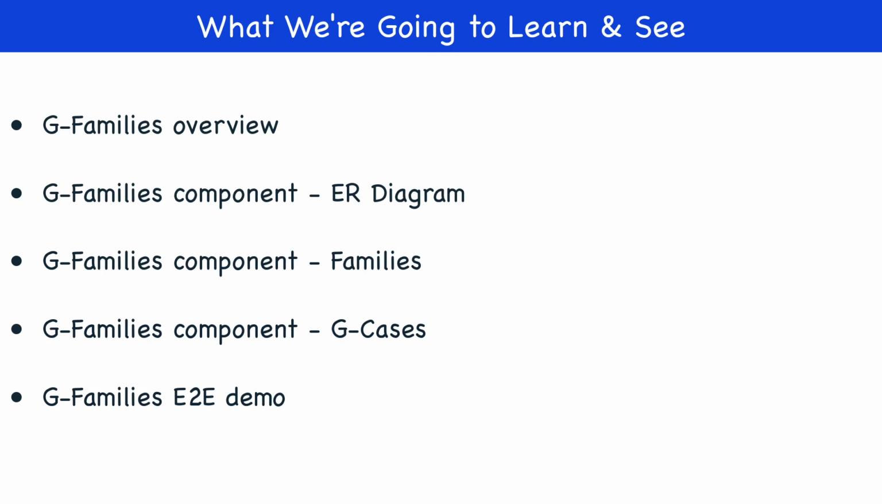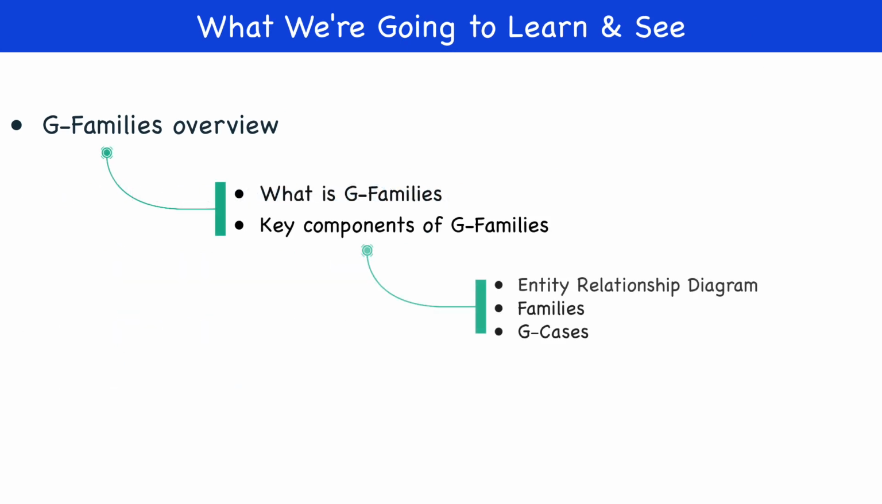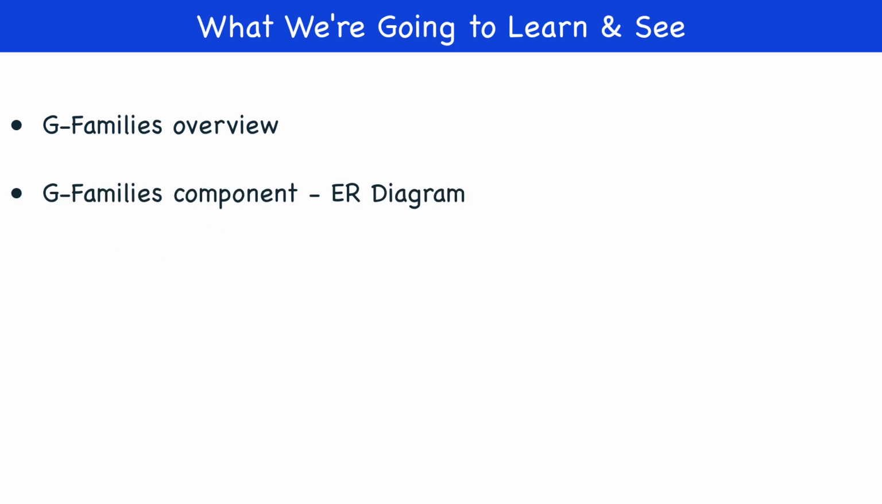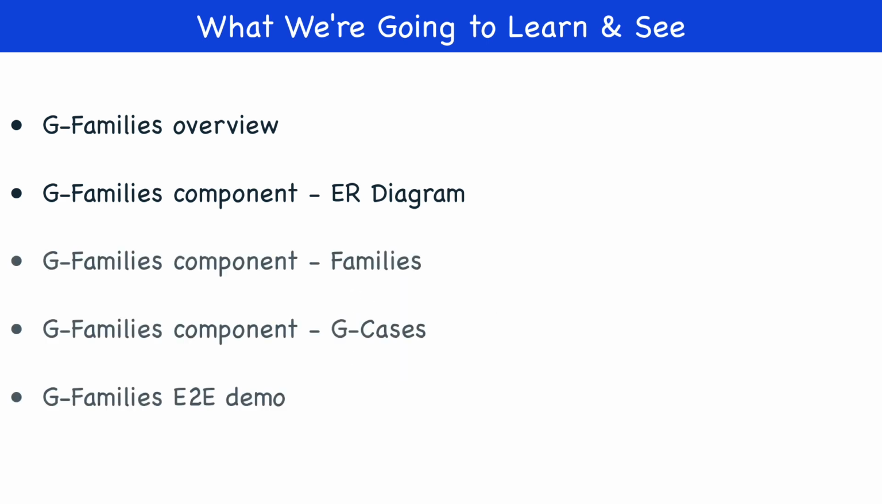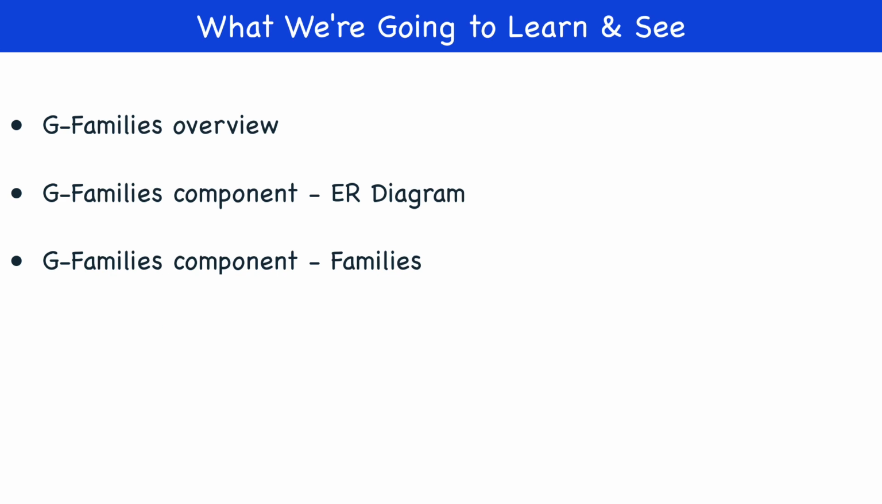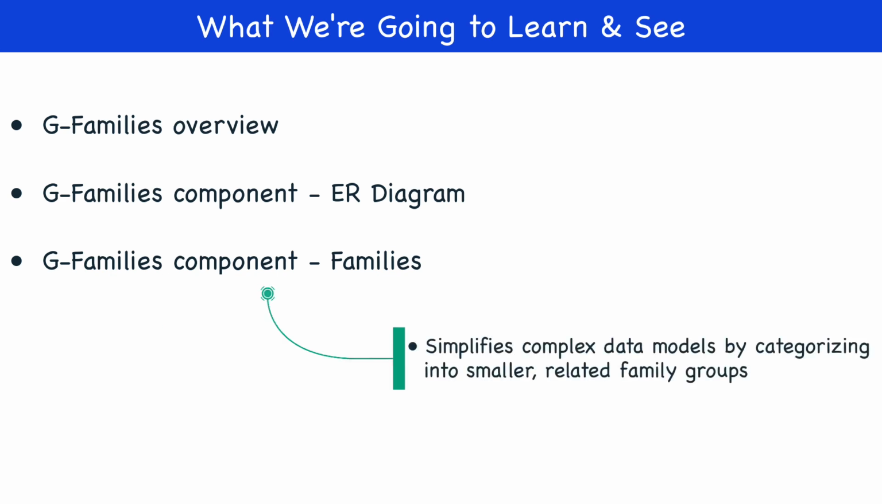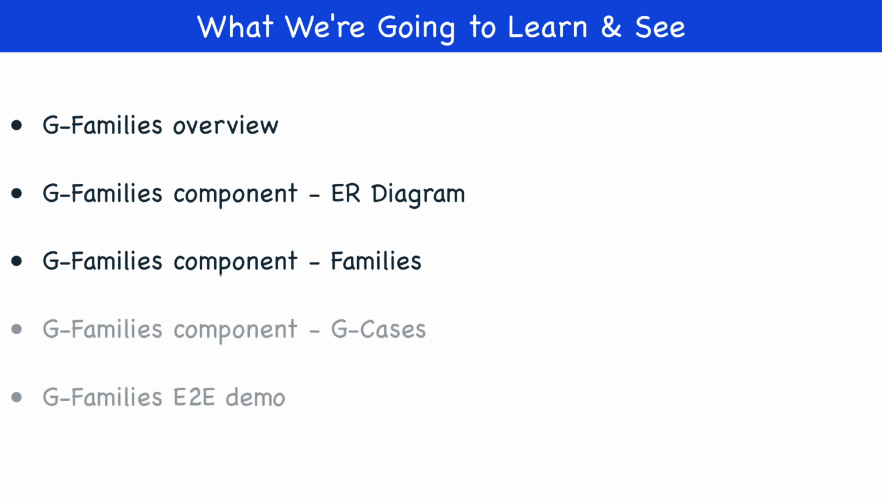In the first video of this series, we explored G-families and discovered their key core components. In the second video, we mastered the first of G-families' core components, the entity relationship diagram, and the key components of an ER diagram. And in the previous video, we became experts in the second of G-families' core components, families, and their capability of simplifying complex data models by categorizing them into smaller related family groups.